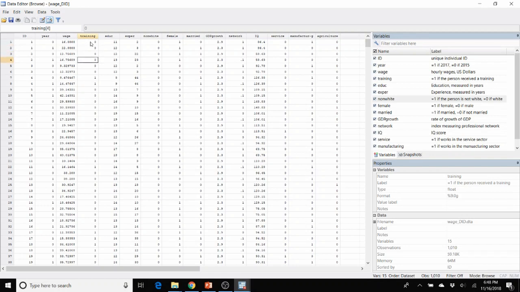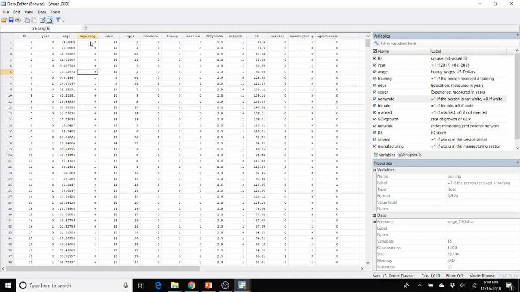Person two. Again, person two did not attend the training. It is zero in both cases. Person three did not attend the training before, did not attend the training after. Okay, great. Now, here's where it's going to be tricky.